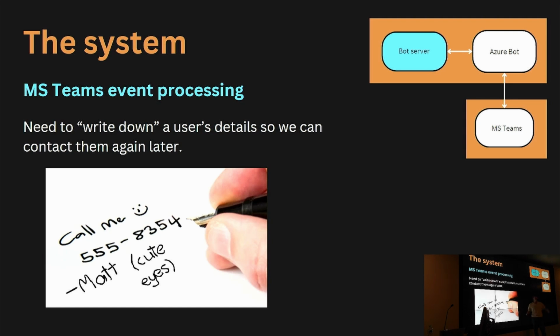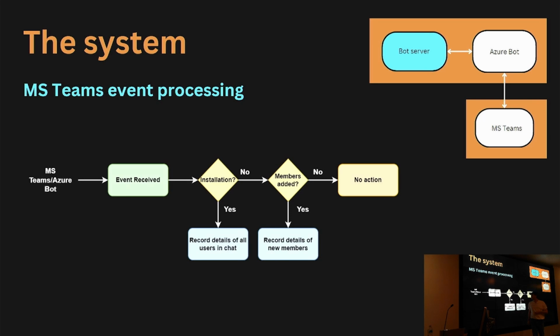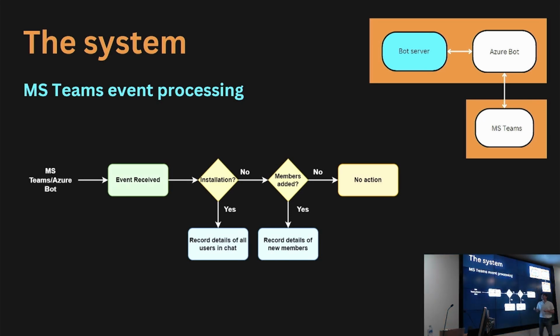So our bot needs to listen out for events. Teams sends it saying, hey, a user's installed your bot, and we need to write down that ID so that we can send them a message again later. This is the logic of that. So this is our bot server. We receive an event from Teams. Is it an installation? Yes. Then we just record the user details.